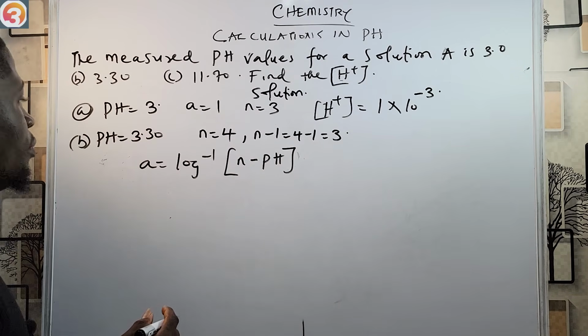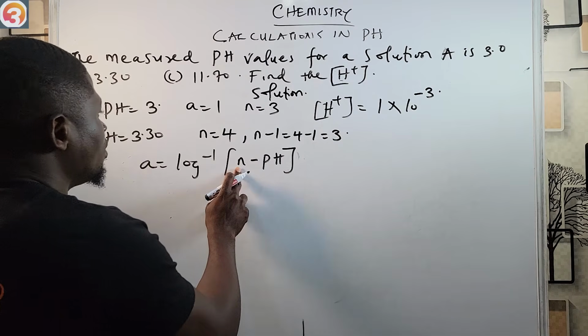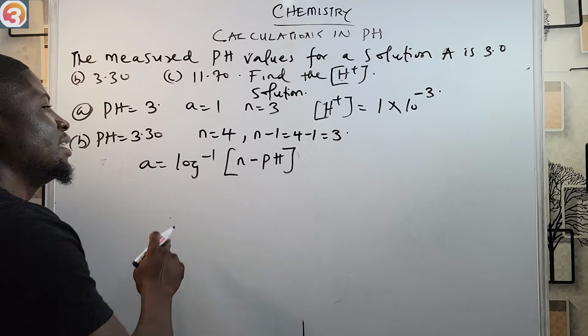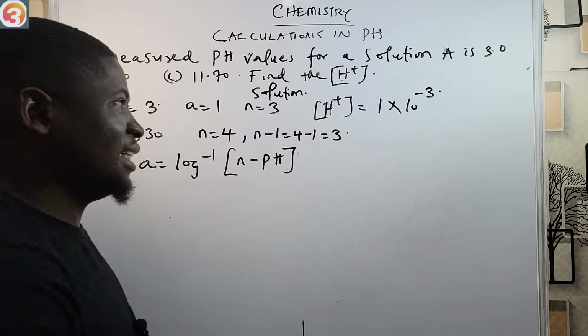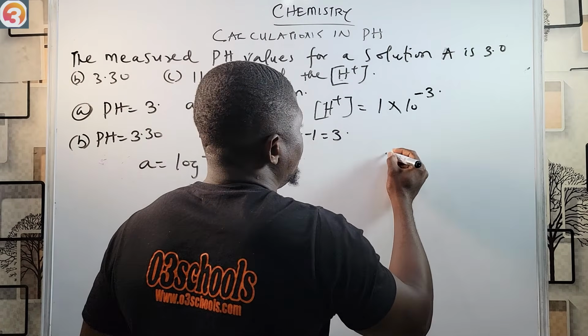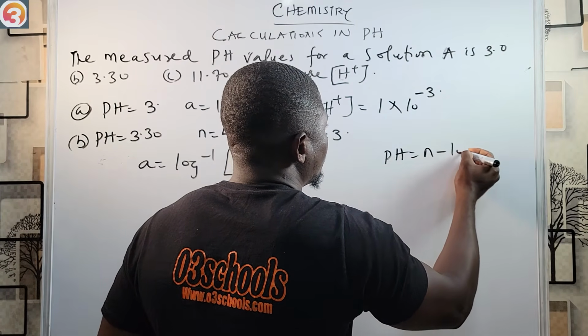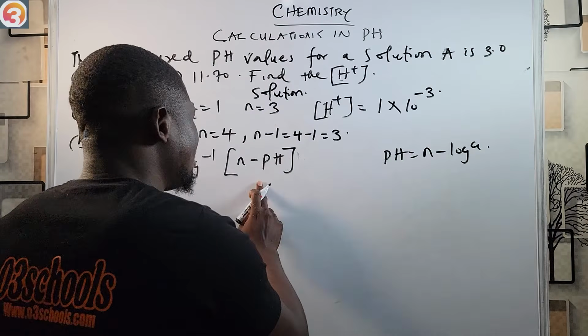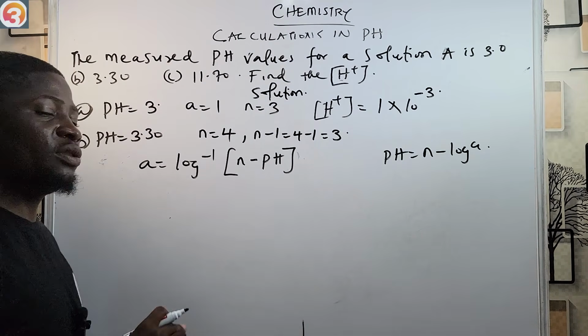All right. Why? Because we know N, we know pH. We're looking for A. That's how we can use this formula. That's why it's very valid. This was coined from what? pH is equal to N minus log A. So we coined this from this. We just made A the subject of the formula here.